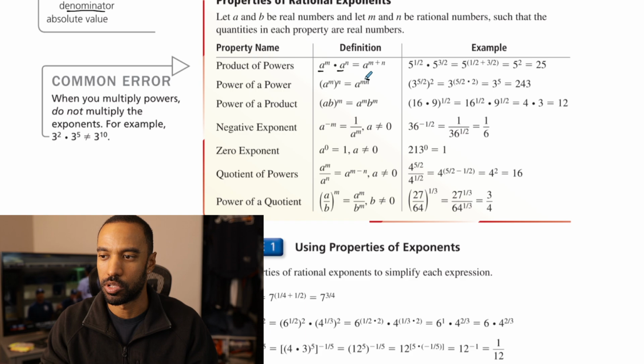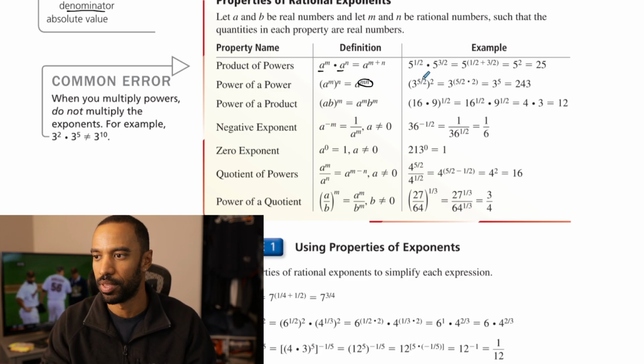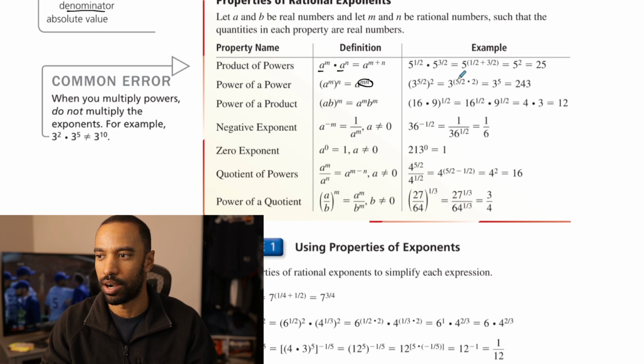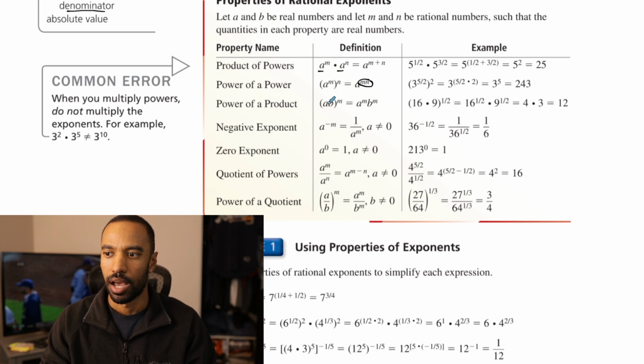Power to a power results in the product of those two powers. We saw a couple things with those in the last section. 3 to the 5/2 squared. 5/2 times 2 is just 5, so 3 to the 5th is 243.